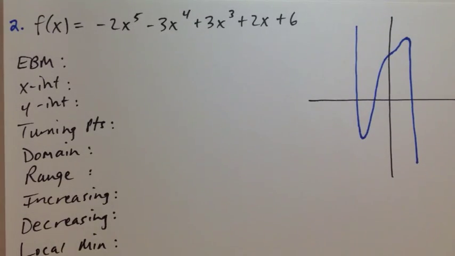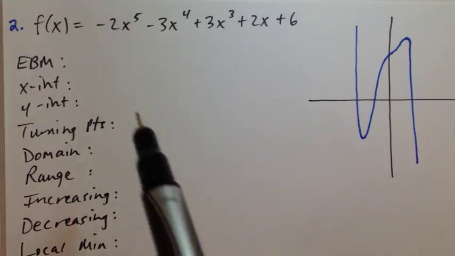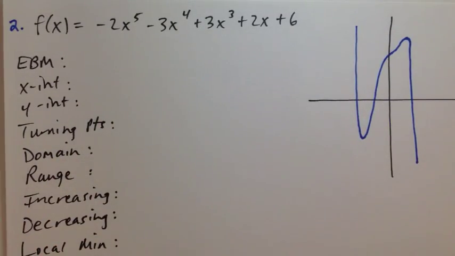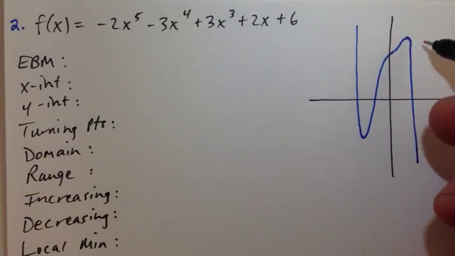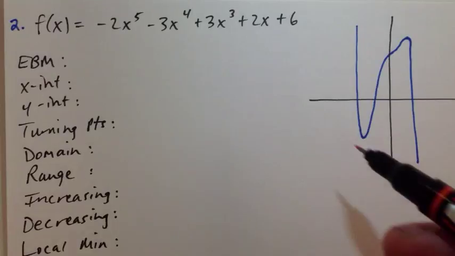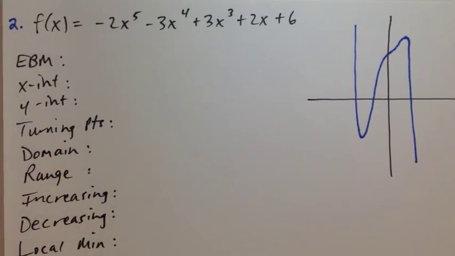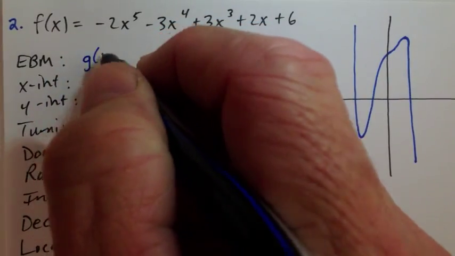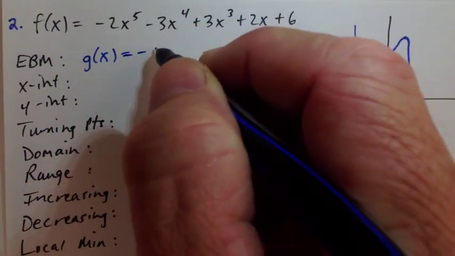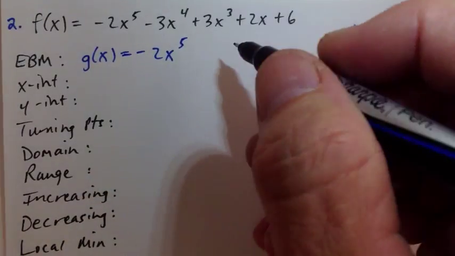So, problem 2 from your homework / video notes. I already graphed this on my calculator. There's something interesting going on right around this area of the graph. We notice we have an end behavior model of g of x equaling negative 2x to the 5th power.